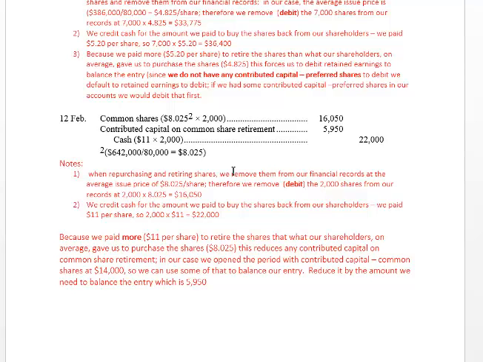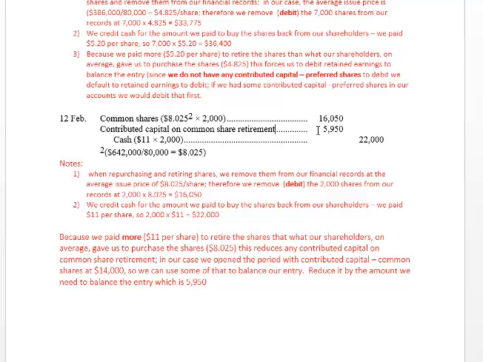Notice that we can debit a contributed capital account because if you check the opening balances in the equity section, we already have a contributed capital for common share retirement. That account right now has a balance of $14,000. So we only need $5,950 to shore up the entry, so we can debit that. If we needed more than that to debit the entry, and it was a number greater than 14,000, then we could debit the contributed capital on common share retirement for 14,000, and then debit whatever balance we needed to retained earnings.